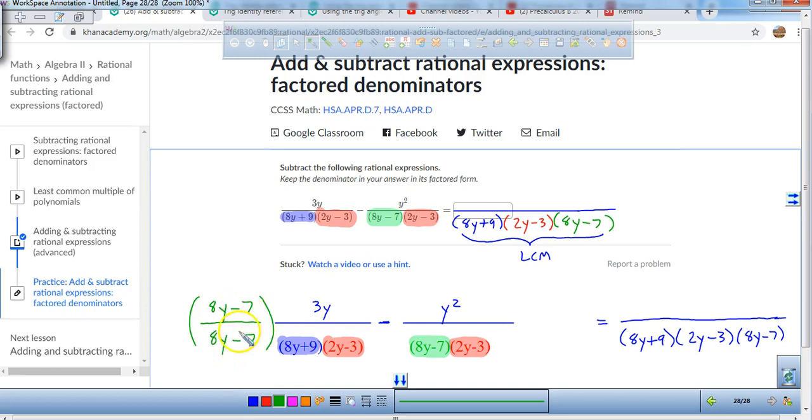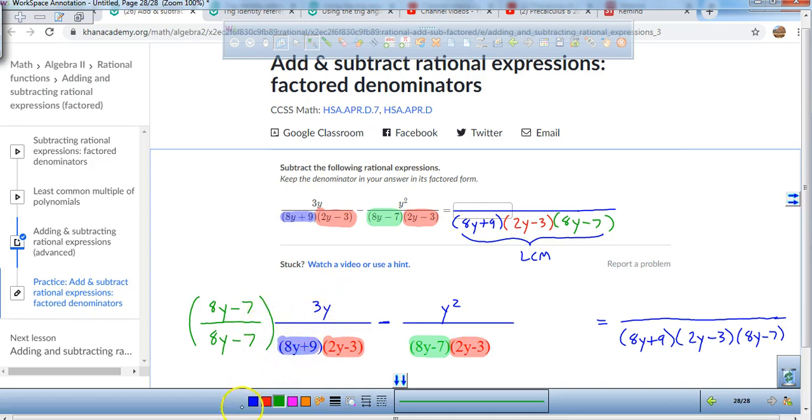Like 8y minus 7 divided by 8y minus 7 is equal to 1, unless y can't equal... well, actually, it can in this particular case. All right, it can't make the denominator equal 0, so y can't equal 7/8. But other than that, it will divide and make itself equal to 1. So I'm not changing the value of the number. I'm just changing the way it looks.